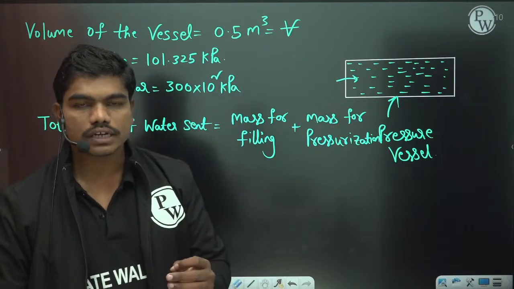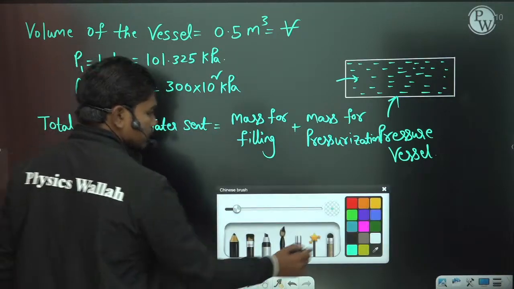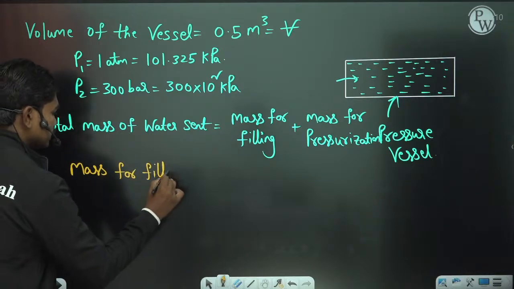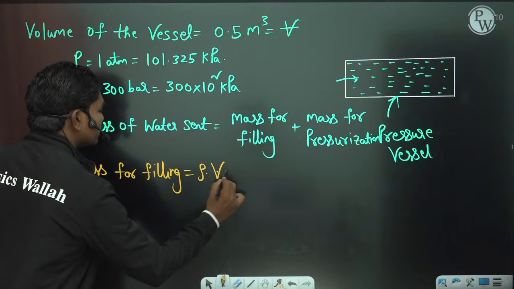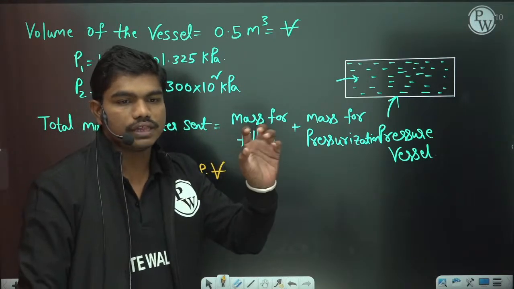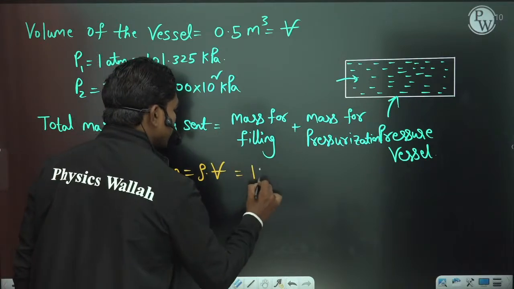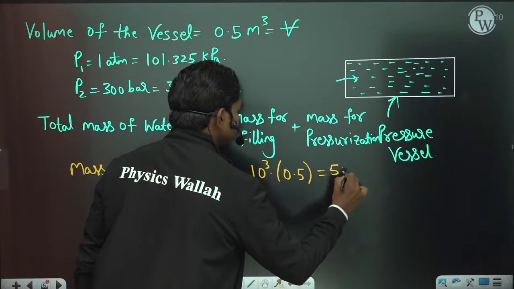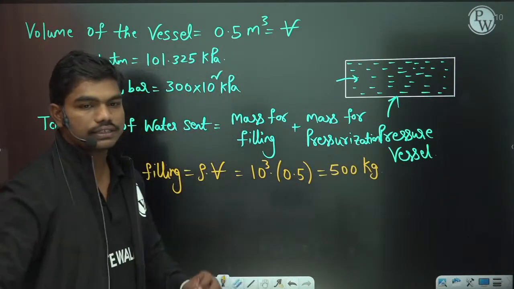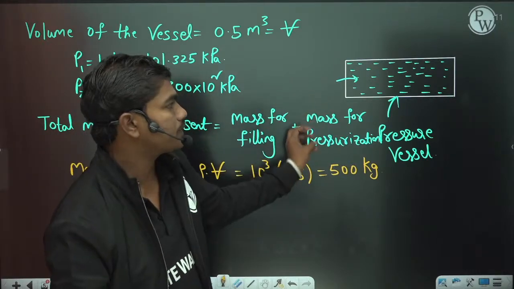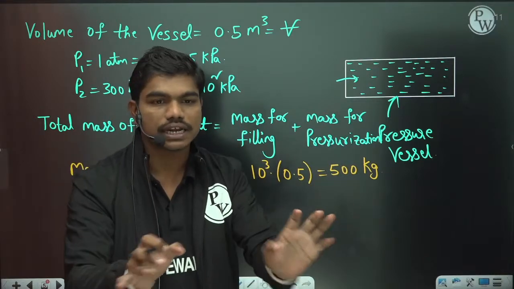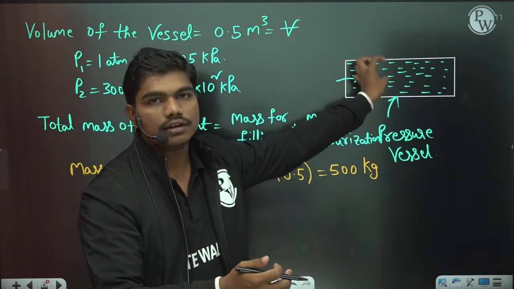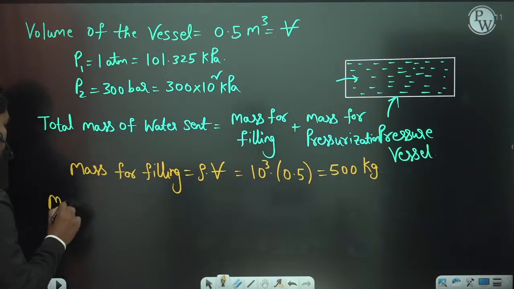Now, what is the amount of water you need to send inside for filling the vessel? This mass for filling is how much? Normally, you know, the density of the water is 1000. So this is density times the volume of the vessel. Correct? This is the water which you send to fill the vessel. So this is equal to 10 cube into 0.5, so this is 500 kgs. So you send some 500 kgs of water. This first 500 kgs of water which you are sending inside is just filling the vessel. That's it. It's not causing any pressure difference. Correct? Now, what is the amount of water you send for the pressurization of the container? So mass for pressurization.